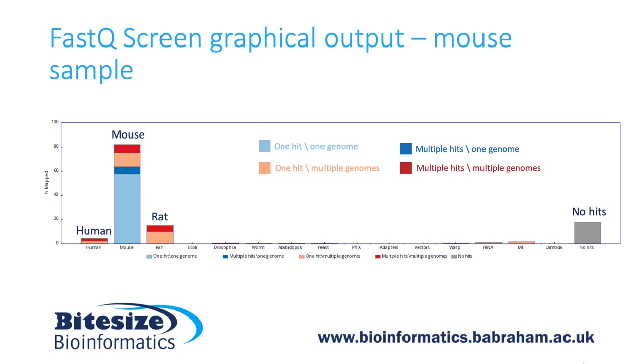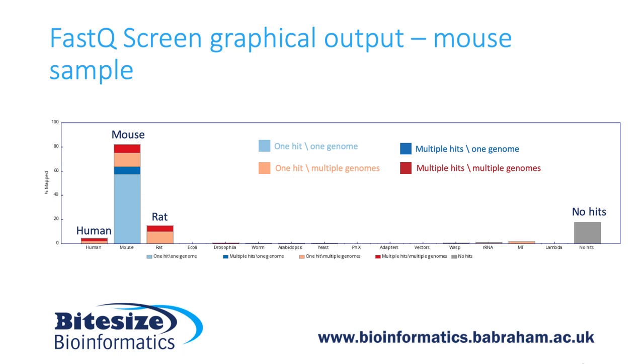Well, each bar represents the percentage of reads that map to each genome. So if you look at mouse, which is the most abundant genome, we see around about 80% of the reads map to mouse in some way. Around 15% of the reads map to rat, and maybe around about 5% of the reads map to human. You will also see at around about the 20% mark no hits. These are reads which map to no genome whatsoever.